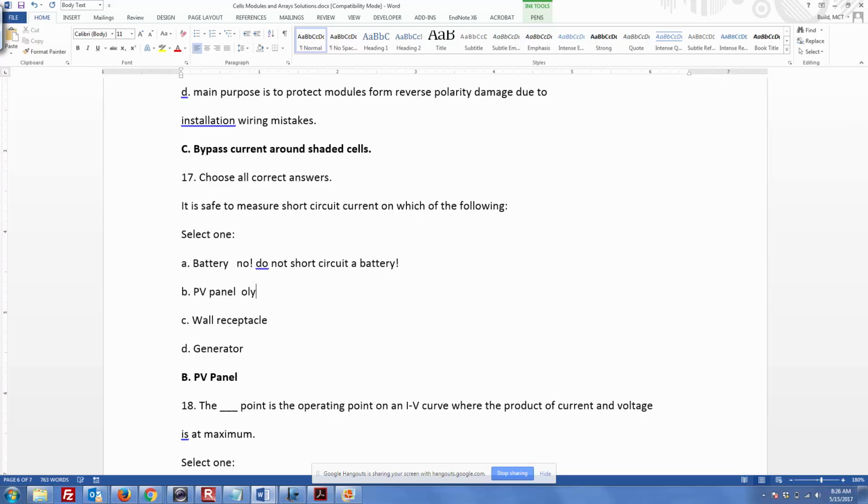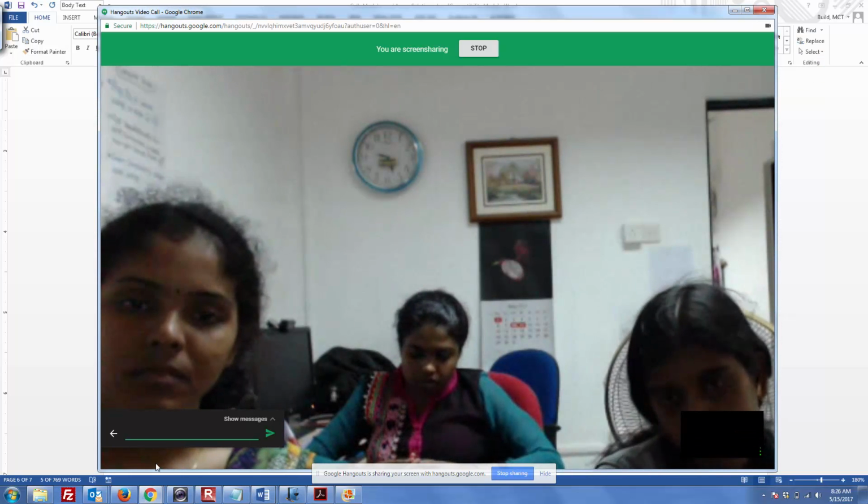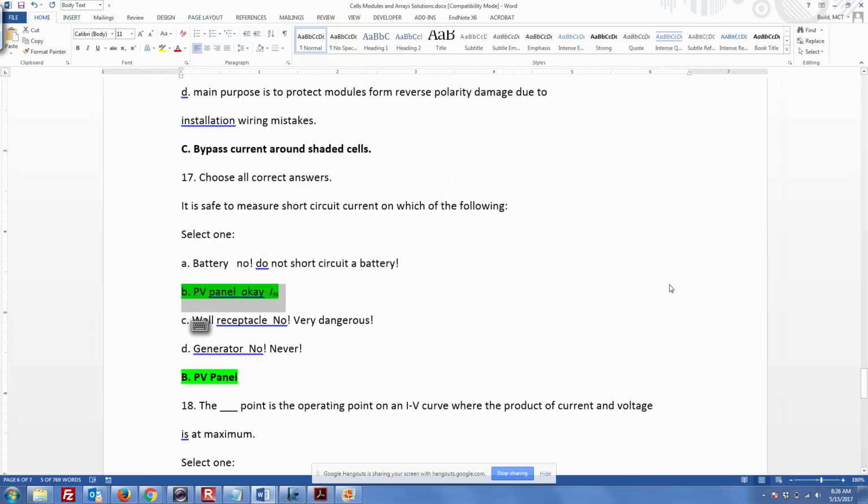PV panel, okay. That's basically going to give you the ISC that we talked about before. Wall receptacle, no. Very dangerous. You probably know that already. Generator, no. Never. Good way to blow the generator. So yes, PV panel is okay. And all that means on the short circuit is that you're touching the wires together.